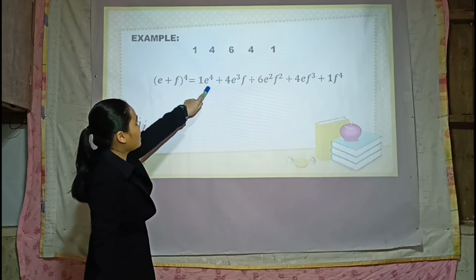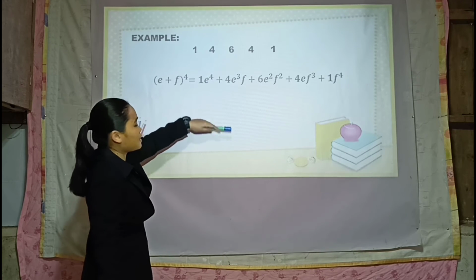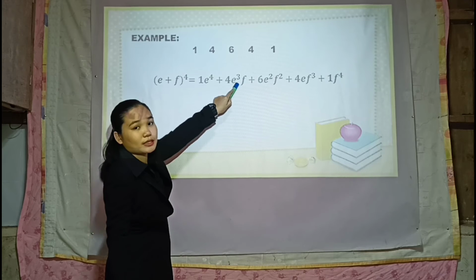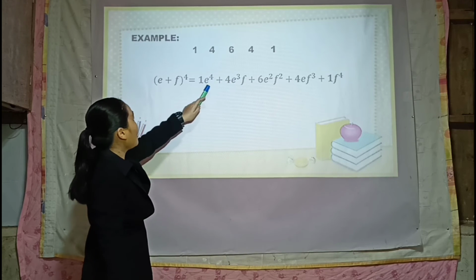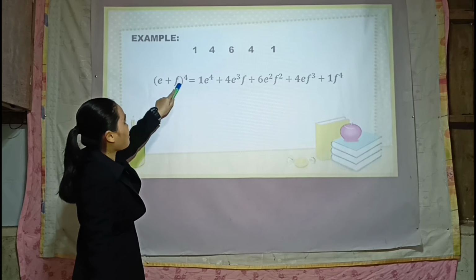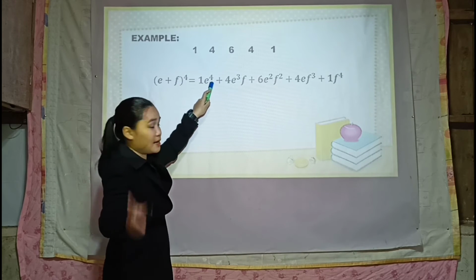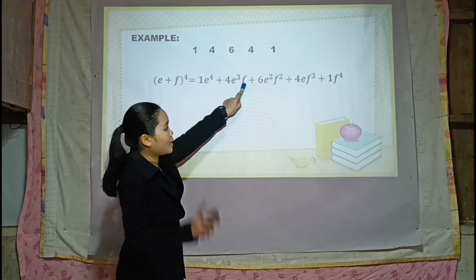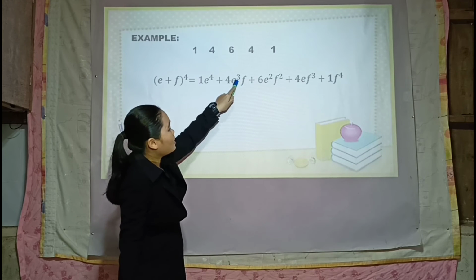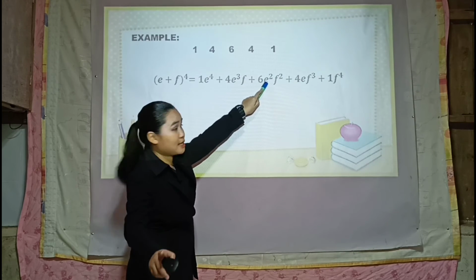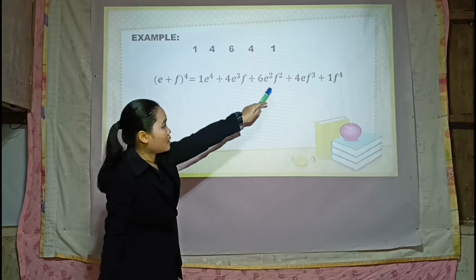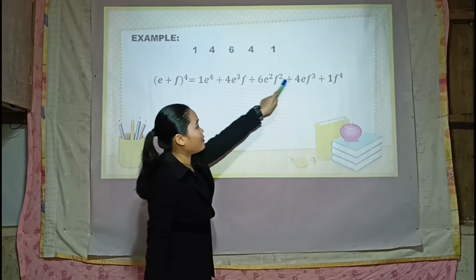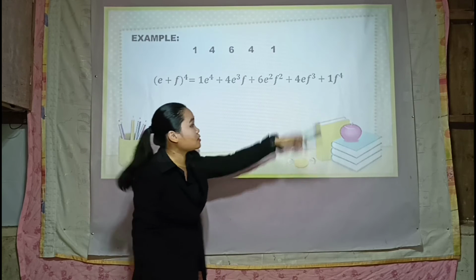So, as you notice also, the exponent of a, which is e, decreases. So, from 4, in the next term, it becomes 3. So, it decreases. And the exponent of b, which is f, from 0, in the next term, it becomes 1. So, it increases. From 1, the next term it becomes 2. From 3, in the next term it becomes 2 because it decreases. And from 2, it decreases, so it becomes 1. And from 2, it increases, it becomes 3, and so on.